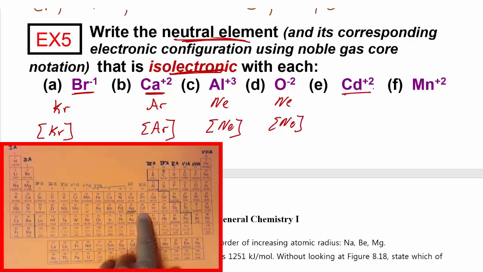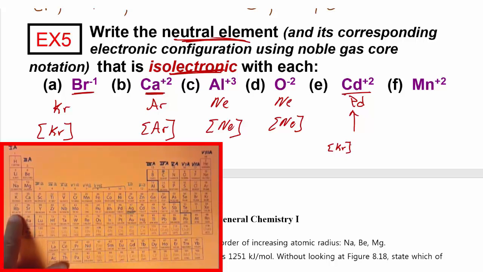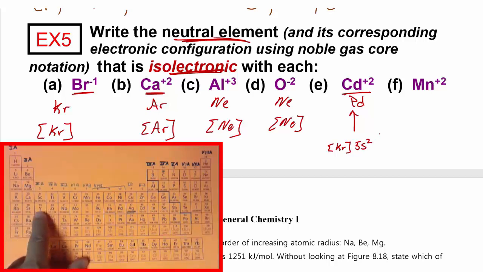Cadmium. Here's cadmium. You have to go to 46 electrons because we're losing 2. That's going to be palladium. Then we have to write its noble gas core electron configuration. So that's go backwards to krypton. So we're here. It's going to be 5s2, 4d1, 2, 3, 4, 5, 6, 7, 8. 48.